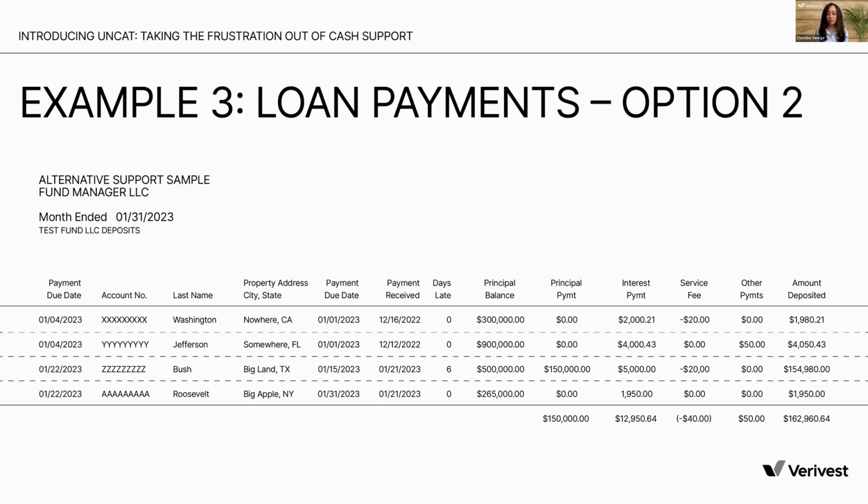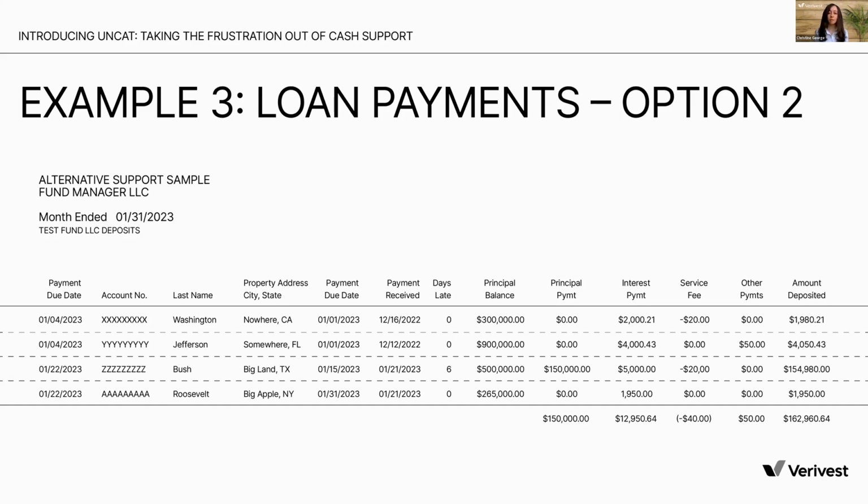So in this particular case, in the month of January, we see $162,960.64 total, bottom right. And it says of that total, $150,000 was a principal payment on that third loan for account ZZZZZ, right? And it gives us all the other pieces of information that we would need as your accountants to properly record your loan payments. So that was your second option for loan payments.